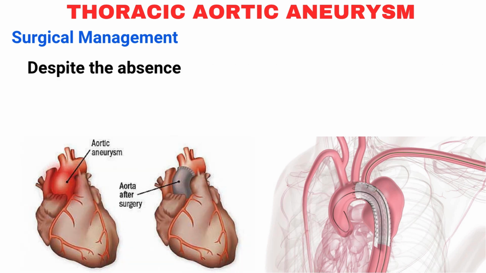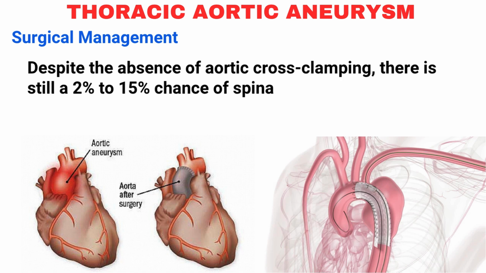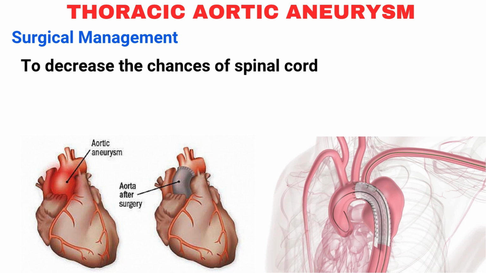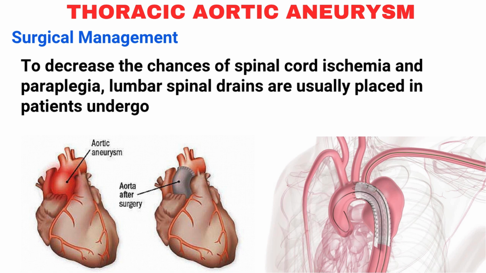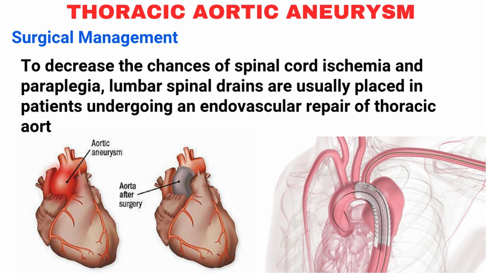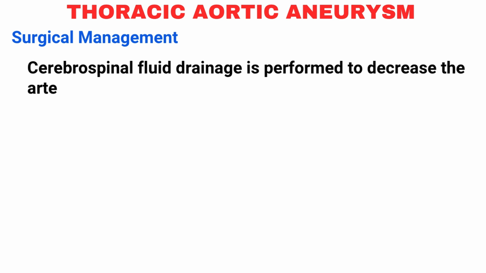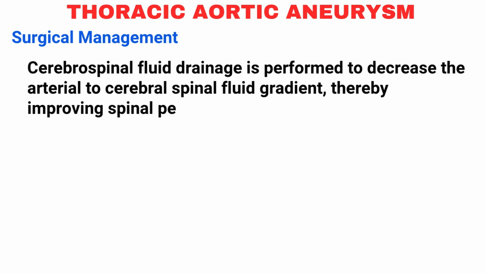Despite the absence of aortic cross-clamping, there is still a 2% to 15% chance of spinal cord ischemia as a potential complication. To decrease the chance of spinal cord ischemia and paraplegia, lumbar spinal drains are usually placed in patients undergoing an endovascular repair of thoracic aortic aneurysms. Cerebrospinal fluid drainage is performed to decrease the arterial to cerebrospinal fluid gradient, thereby improving spinal perfusion.